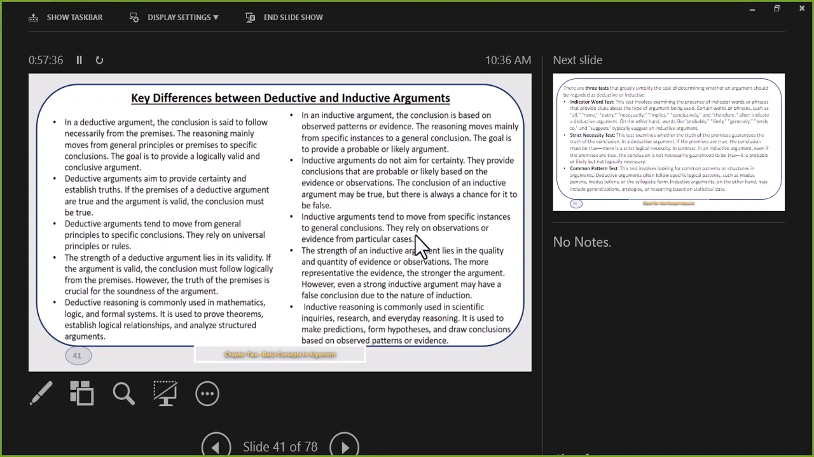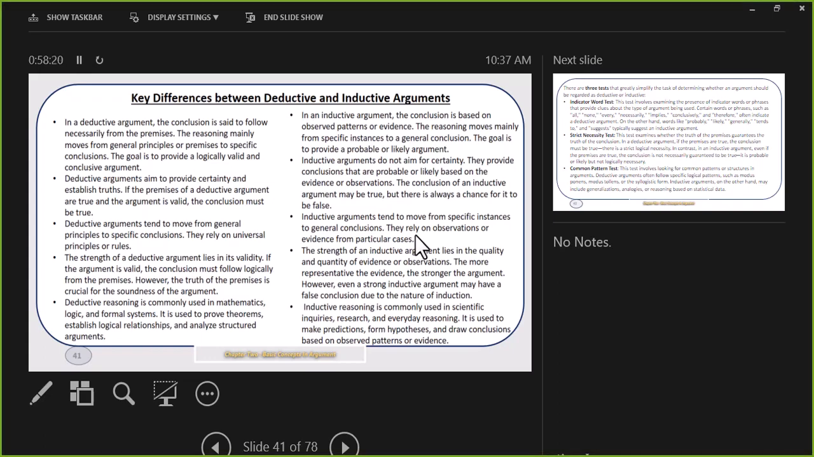If the argument is valid, the conclusion must follow logically from the premise. However, the truth of the premise is crucial for the soundness of the argument. The strength of inductive argument depends on what? It depends on the amount of evidence or observation. If the observation or evidence is big enough, then it can be taken as a strong argument, right? The strength is dependent on the amount of observation or evidence, whereas the strength of deductive argument is based on its validity, based on its structure, based on its form. It is form, right?